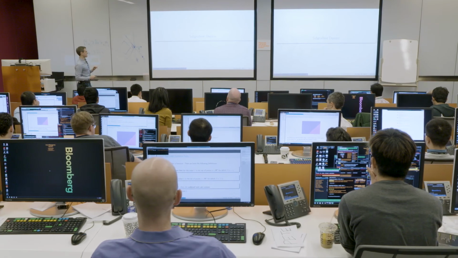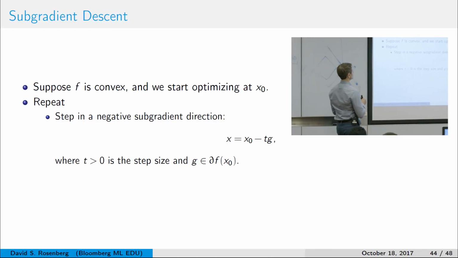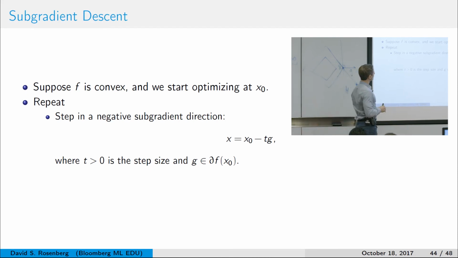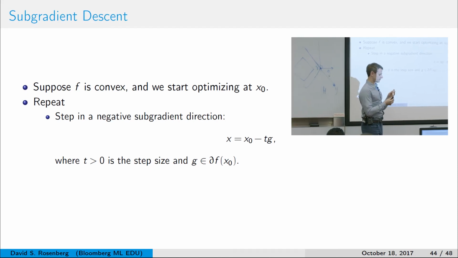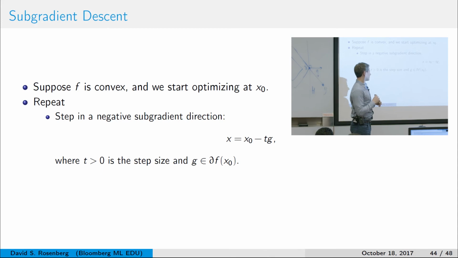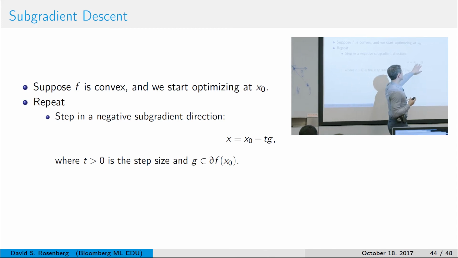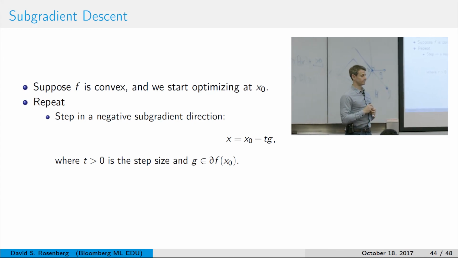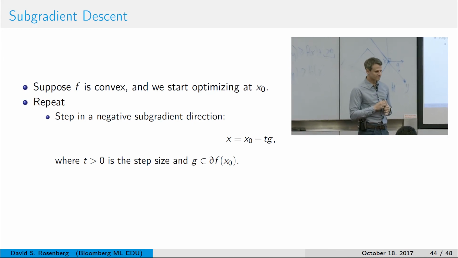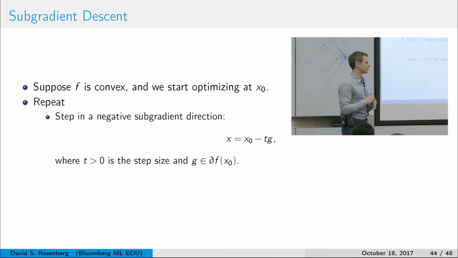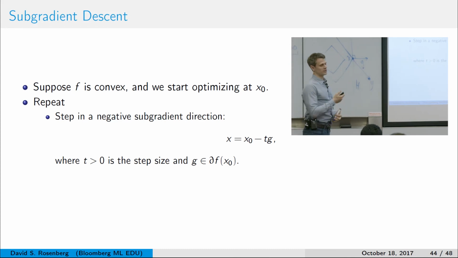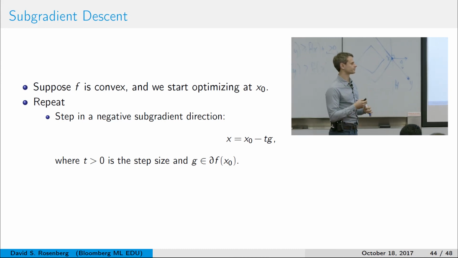Subgradient descent. What does the algorithm look like? Suppose f is convex. We're starting at some point x0. Repeat the following. Find a subgradient. Choose a subgradient direction. Step with step size t in a negative subgradient direction. Repeat. That is subgradient descent. We need some way to figure out what step size to use. And that's the algorithm. So the only question is, does it work?